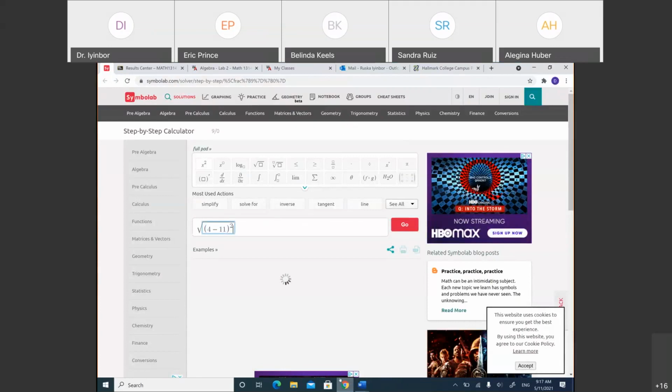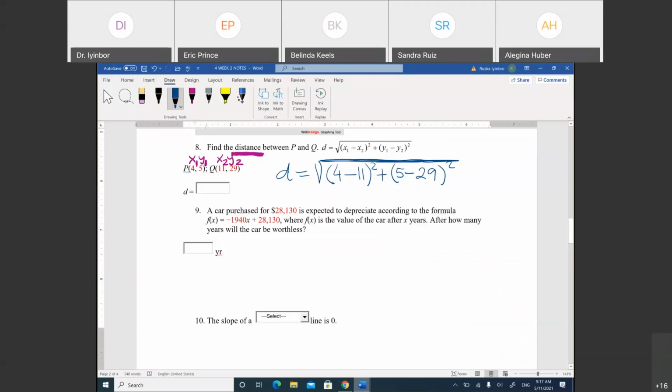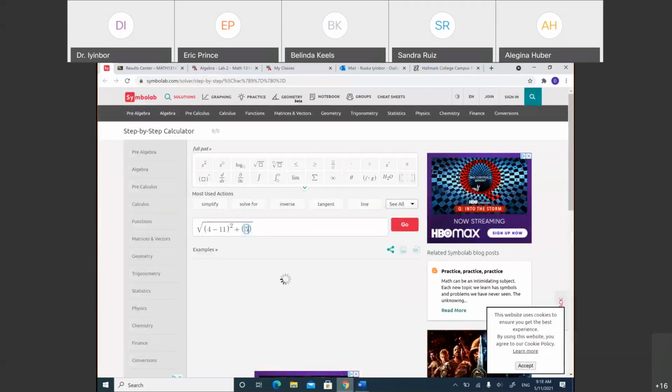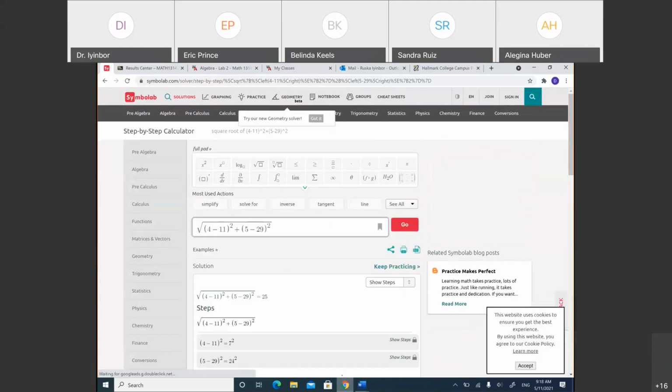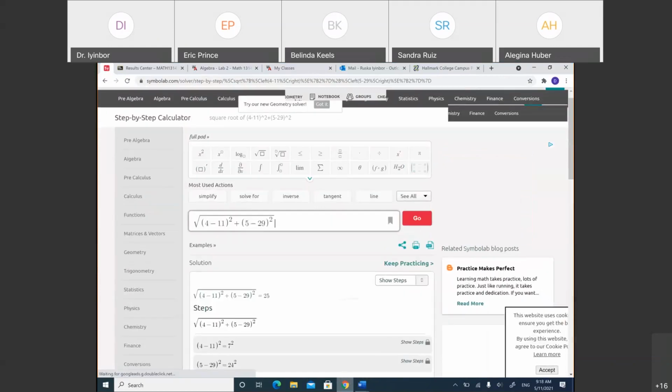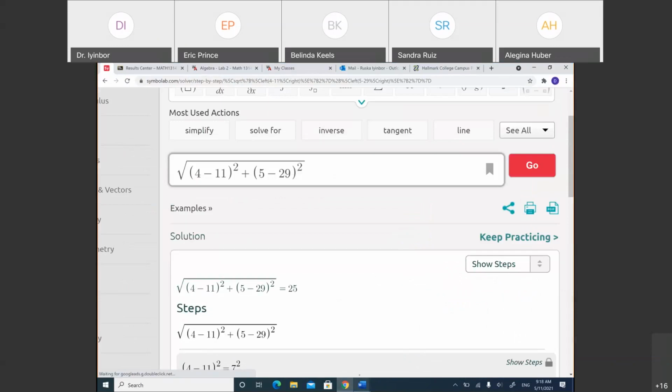Now, don't do this. Don't get out. Because if you click at the error, it's going to get out. So I need to go back in. Plus parentheses. What was the other one? 5 minus 29. Close the parentheses, and then you click square, X squared. So you have to look exactly like that. See, the line has to continue all the way to the top, to the end. And then when you press enter, it's going to simplify for you, and you're going to get the answer, which is 25. So the distance is 25.